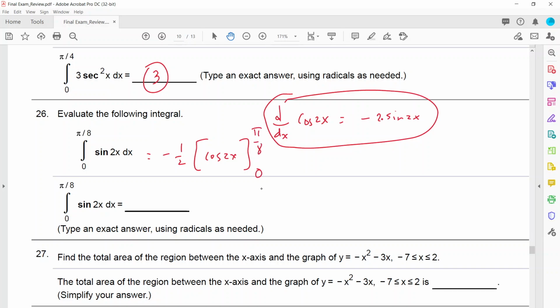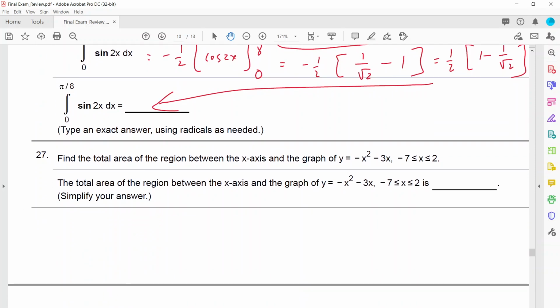And now just put x equal to pi over 8, where 2 times pi over 8 is pi over 4, and x equal to 0. So half cosine pi over 4 is 1 over square root of 2, minus cosine 0, which is 1. If you just simplify this negative part, it will be half times 1 minus 1 over square root of 2. Okay, so this is your answer. If you want to simplify more, you can take care of the square root of 2, and if you do that, that's okay. Otherwise, this is also fine. So this is your answer.